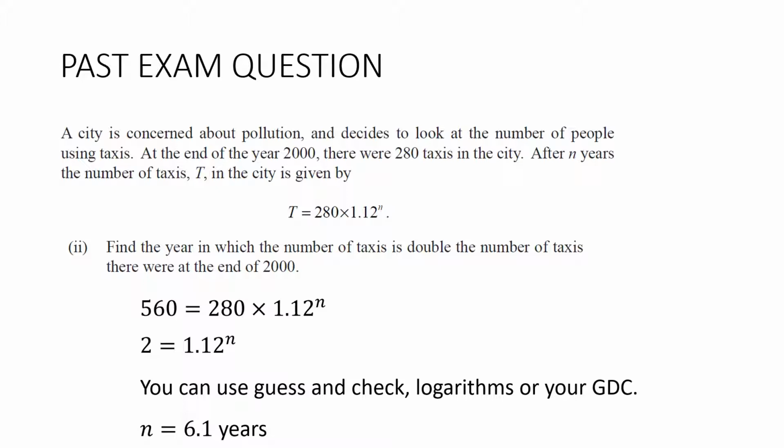So at the end of 2006, there's not quite enough. Okay, in fact, if we do that, it's probably a good idea to check it. 280 times 1.12 to the power of 6, we've got 553 taxis. So it's actually going to be in 2007 that we pass the double amount of taxis mark.